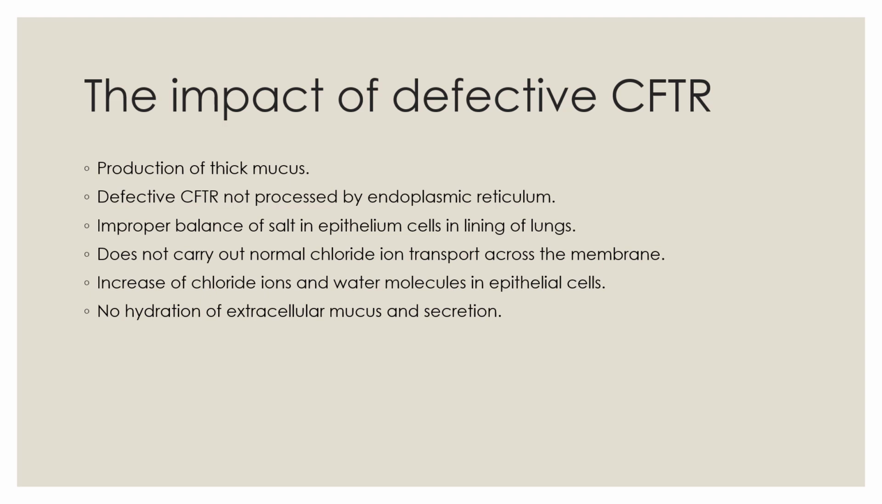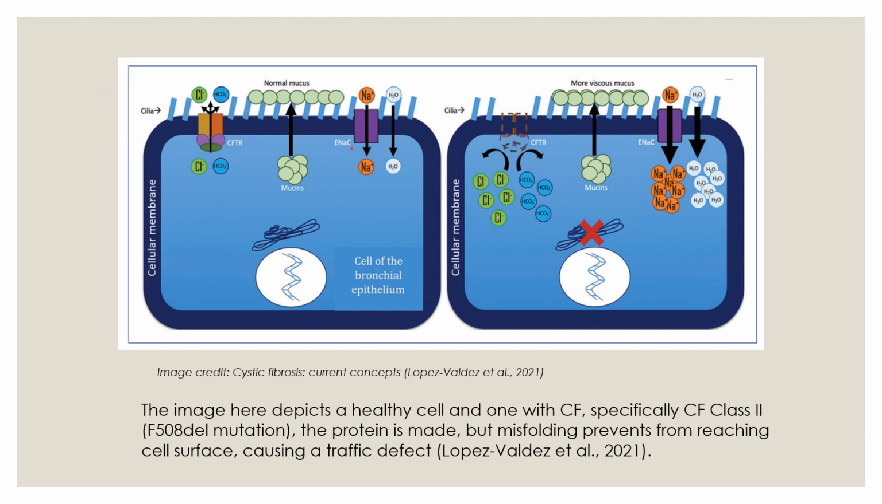I've included an image here to give you more of an idea of how a mutation, such as the one seen here, which is a class 2 mutation, where the protein is made, but due to the misfolding, the protein cannot reach the cell surface. You can easily see how there is an accumulation of sodium and water in the cells, and how chloride and bicarbonate cannot leave the cell. There is also that increase of the viscous mucus on the outside of the cell.